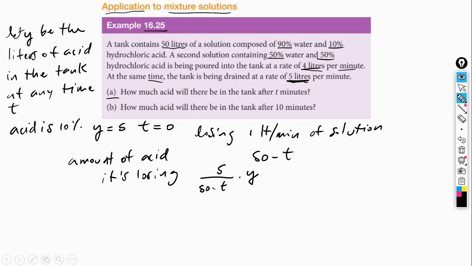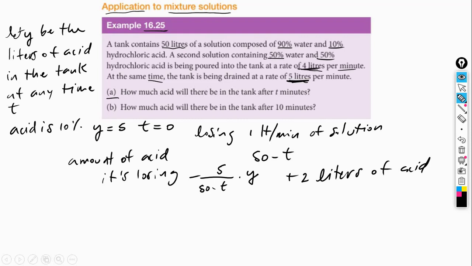At the same time, it's gaining 2 liters of acid. So this would be minus liters, this would be plus liters. Why 2 liters of acid every minute? Because the 4 liters that are being poured into the tank are 50% acid. So that would be 2 liters of acid.